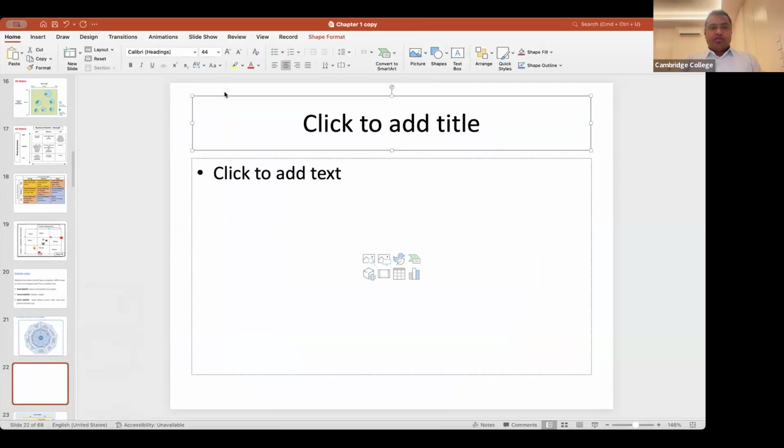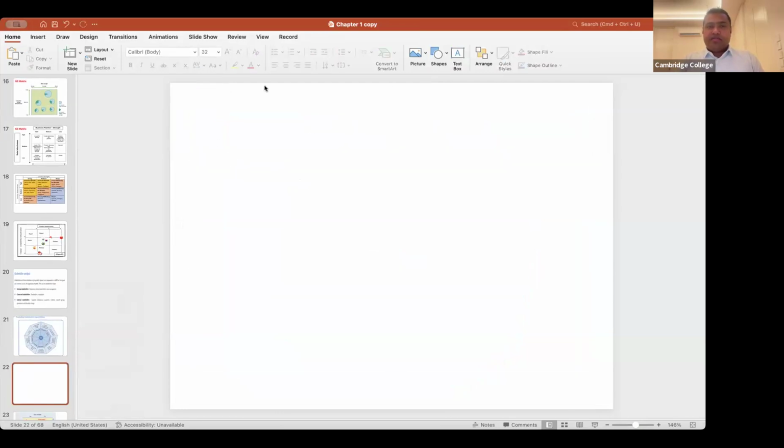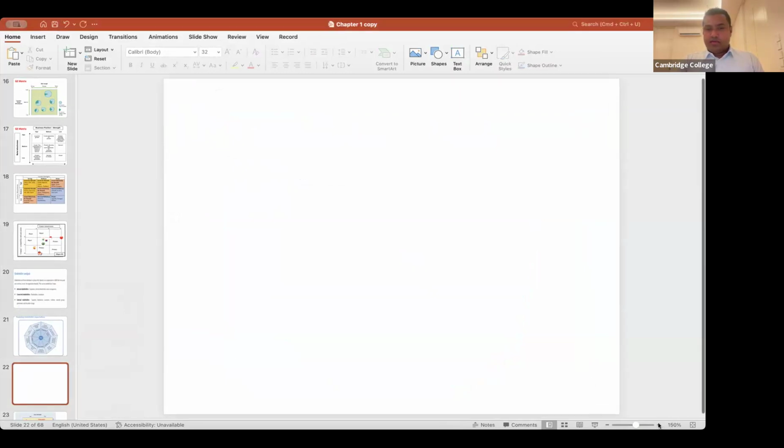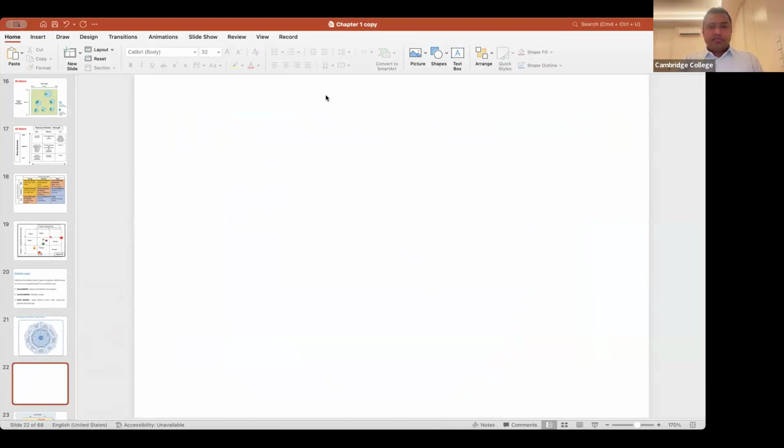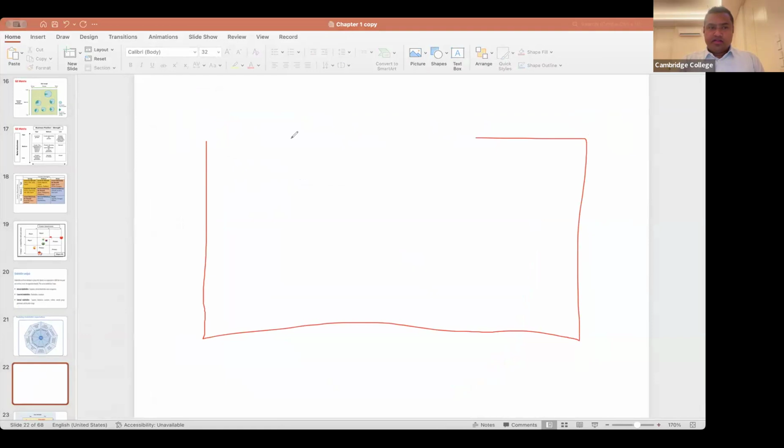Now, I will draw a little bit of diagram here for you to understand this further. Okay, let me draw a diagram so that you can understand this further. So you have, maybe you can draw this as well. Stakeholders.